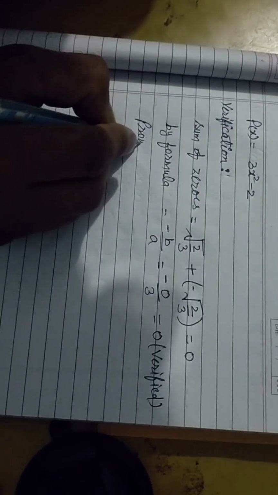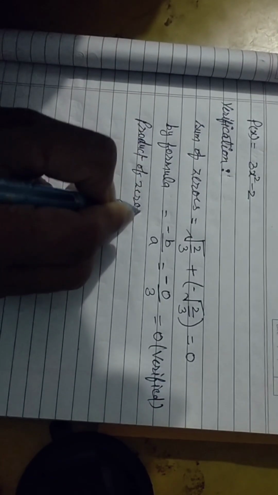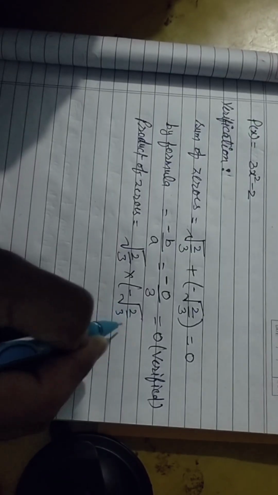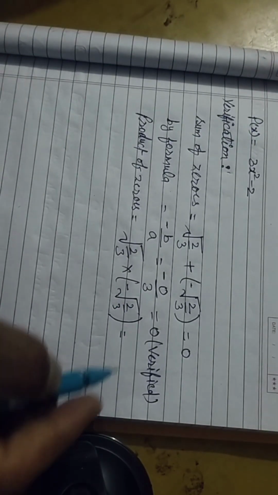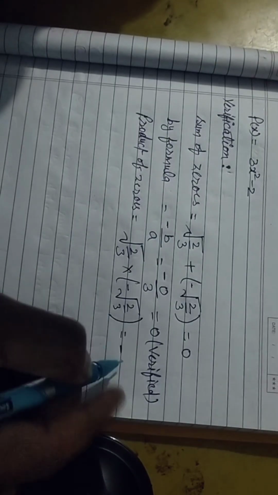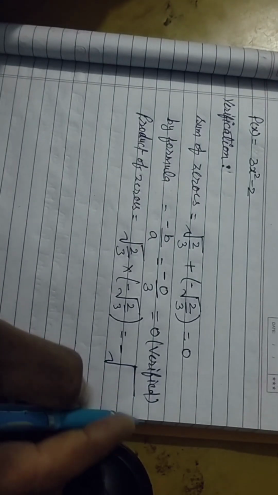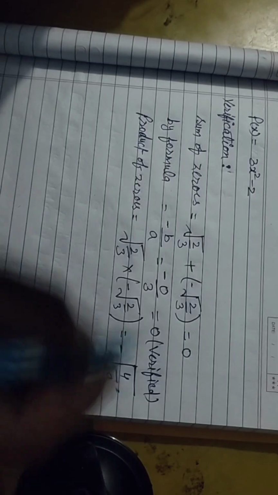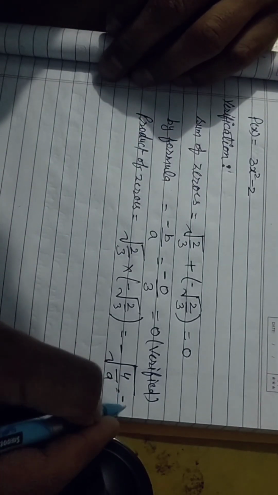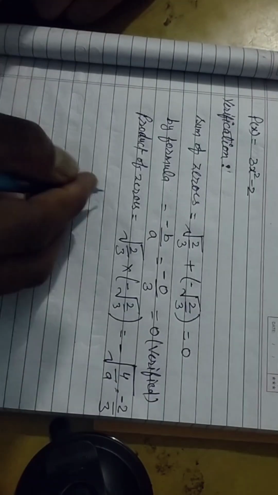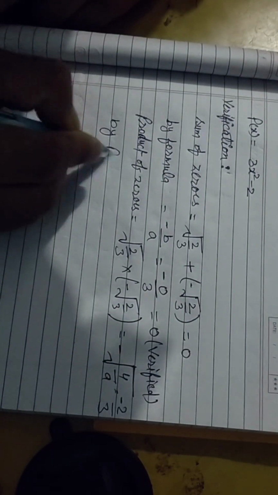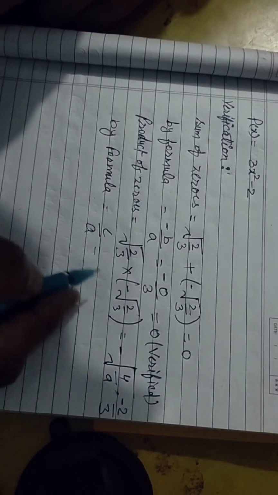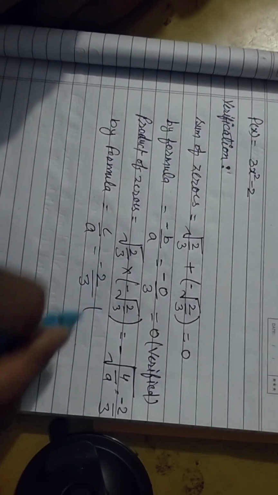Next, the product of zeros is equal to root 2 by 3 times minus root 2 by 3, which is equal to minus 4 by 9, and equal to minus 2 by 3. Now by formula, c over a, and our c is minus 2 and a is 3, so this is also verified.